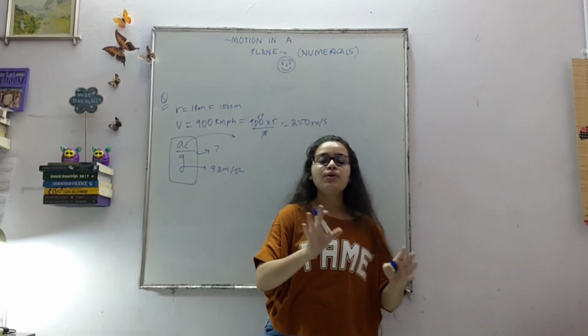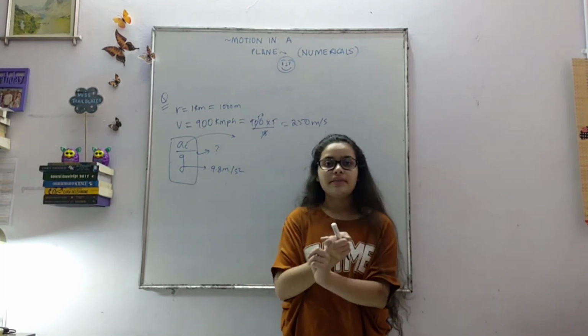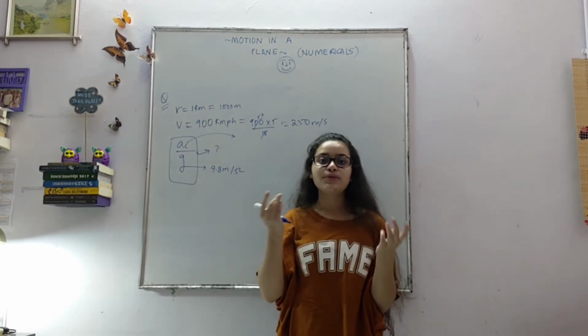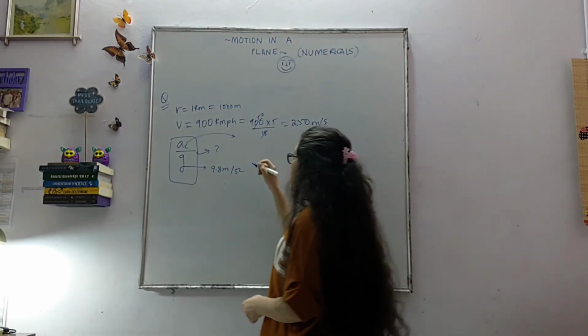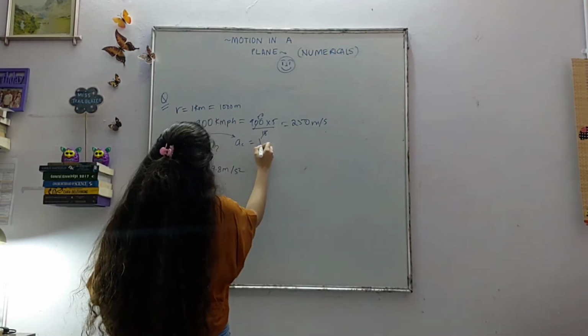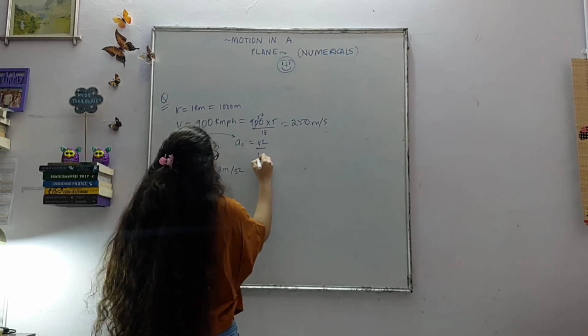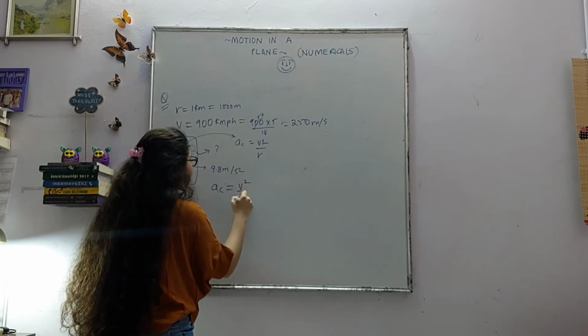I've already given you a note and I've repeatedly said circular motion, your definitions and formula fundamentally must be clear because again you are going to study rotational motion in the coming up chapters. So again I'm repeating, your centripetal acceleration is given by V square by R. AC is equal to V square by R.